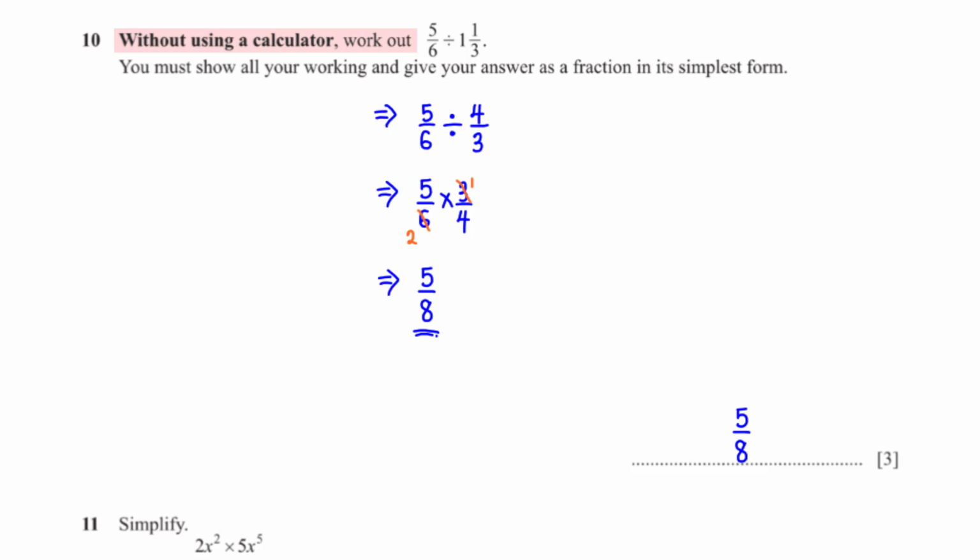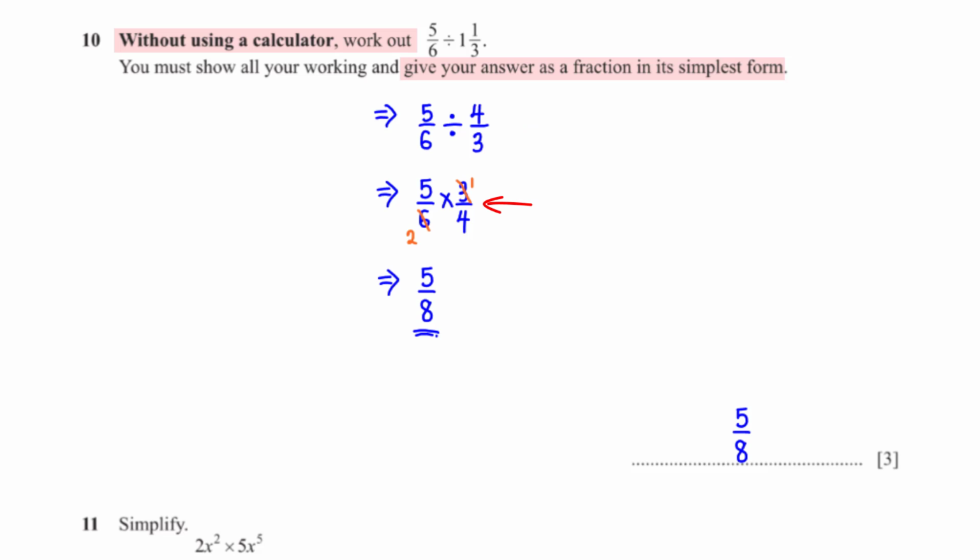Without using a calculator, work out 5 over 6 divided by 1 1 over 3. You must show all your working and give your answer as a fraction in its simplest form. In the first step, we convert the mixed fraction 1 1 over 3 into an improper fraction. And so we have 3 times 1, which is 3, plus 1, which is 4, divided by 3.